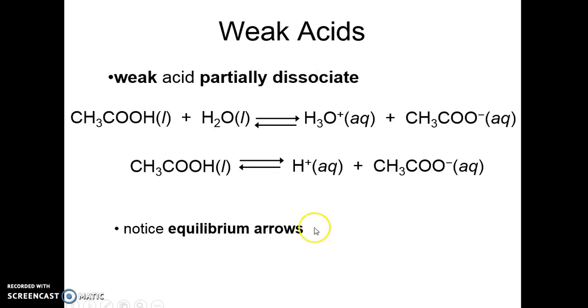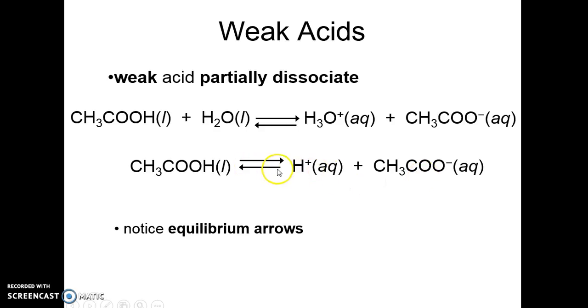However, when you have a weak acid, it partially dissociates. Again, I'm giving you both reactions. The one that's showing what's really happening, acetic acid giving a proton to water, and you make the hydronium ion and acetate. But again, let's look at this simplified version to make it easier to grasp the concept. Here is acetic acid, and what does it do in water? It breaks off a proton, which water picks up, and it makes acetate.